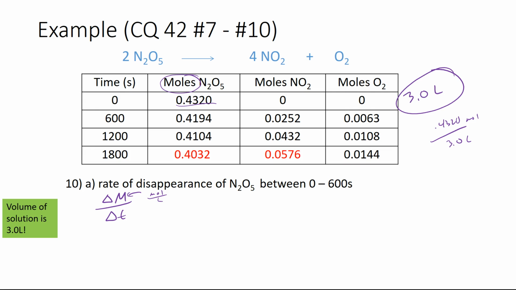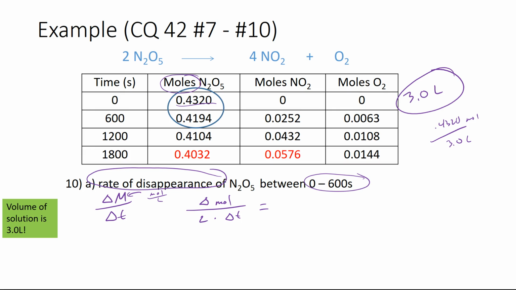So change in molarity over change in time. The way I am going to calculate this, okay, is I'm going to take my change in moles over liters times change in time. That's the way I'm going to set this equation up. So for rate of disappearance or rate of appearance, same formula, change in moles divided by liters times change in time. So let's show what that looks like. We want to know between 0 and 600 seconds. So we're looking at those two values right there.